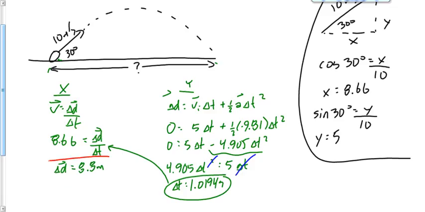How far downfield does the football, or sorry, does the soccer ball land? 8.8 meters. Who plays soccer here? Nobody? Oh, Mattis? Okay. I get a feeling that normally you can probably kick it more than 8.8 meters. That's not very far. But if you're only kicking it at 10 meters per second at 30 degrees, that's all you're going to kick it, right?